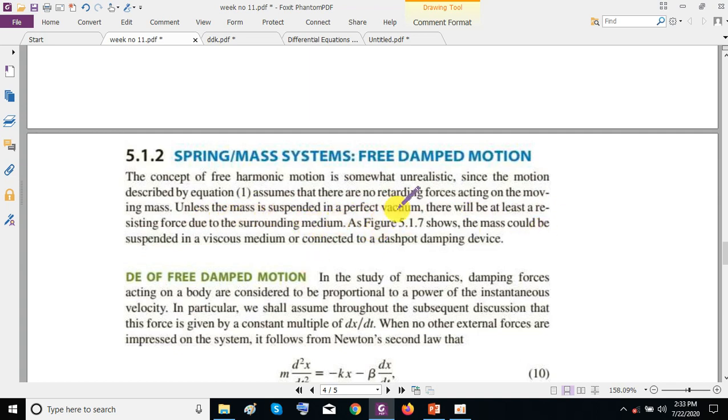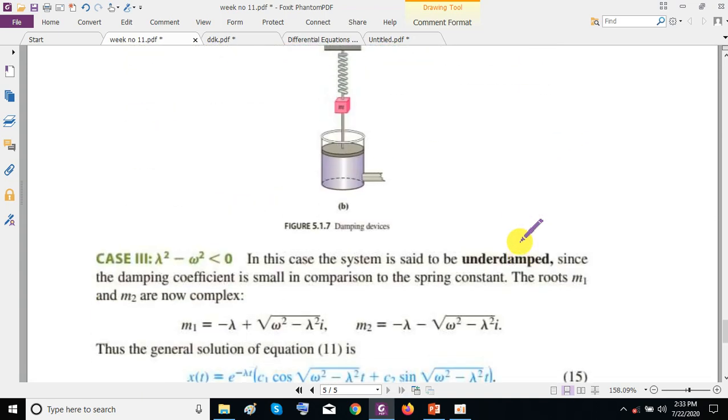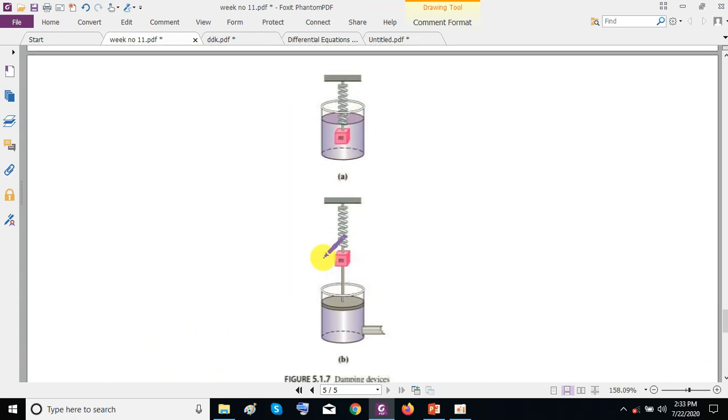Okay, Figure 5.1.7 shows the mass could be suspended in a viscous medium or connected to a dashpot damping device. Dashpot damping device, ये एक device है which reduces the damped motion. Okay, look at this one.